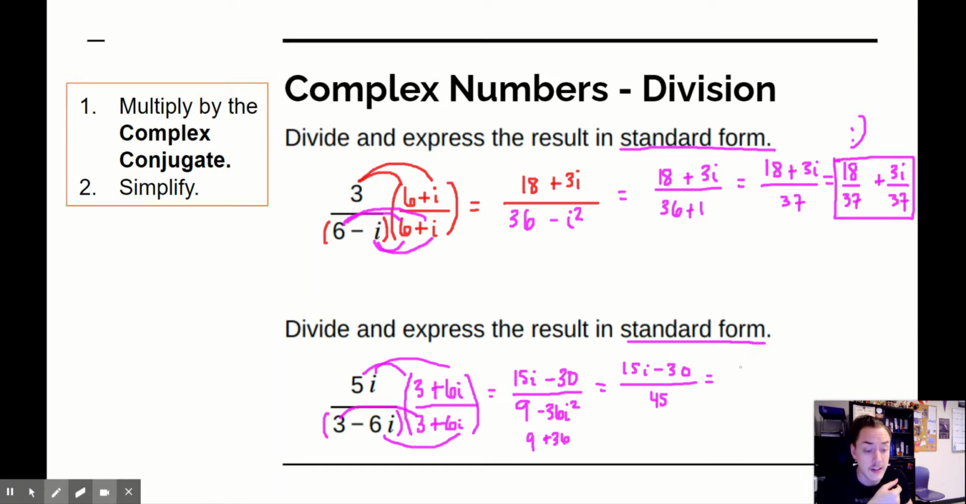I can actually divide everything by 15 here. So I'm going to do that. Divide everything by 15. So that's going to be minus and then 2 and then all over, and then this is going to be 3, right? So this equals i all over 3 and then minus 2 all over 3. Not bad. Not bad at all.